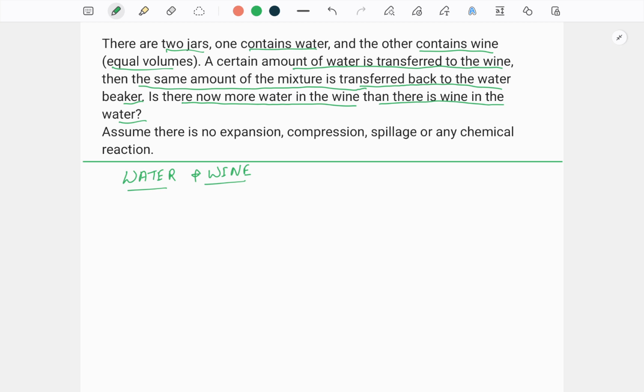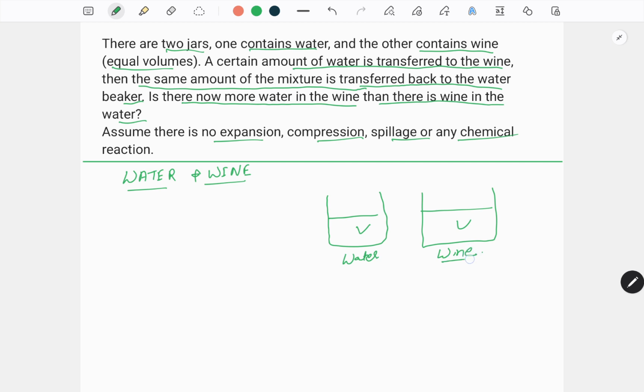So let's solve this problem. There is some assumption that there is no expansion, compression, spillage or any chemical reaction in the buckets. So let's see how we can solve this. We have a jar with water, volume V, and we have the same volume in the jar that contains wine.